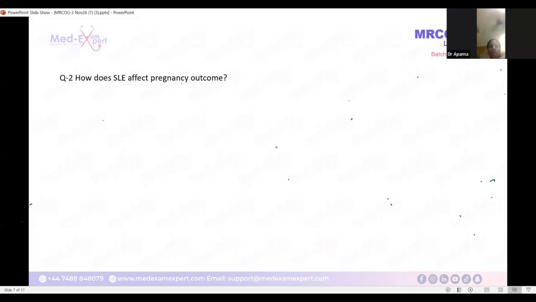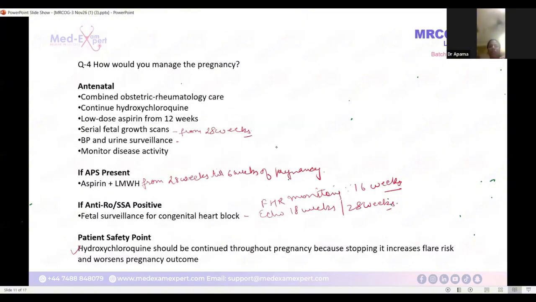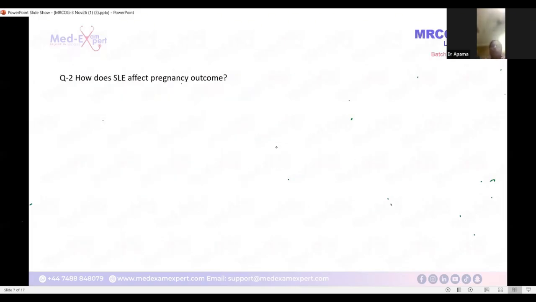As the gestation progresses, I'll also tell her about the warning symptoms, about how to watch for the baby's movements. If she feels any decreased perception of fetal movements, I'd tell her to attend the emergency as soon as possible. I'll also arrange serial growth scans during pregnancy, because women with SLE can have growth restricted babies. So I'll also arrange anomaly scans and serial growth scans accordingly.